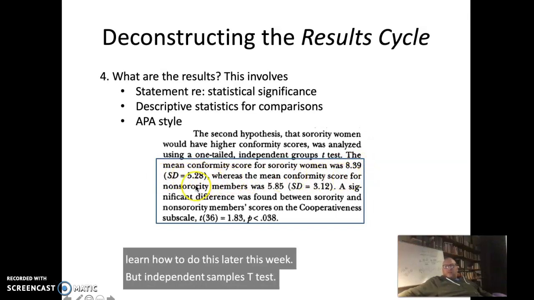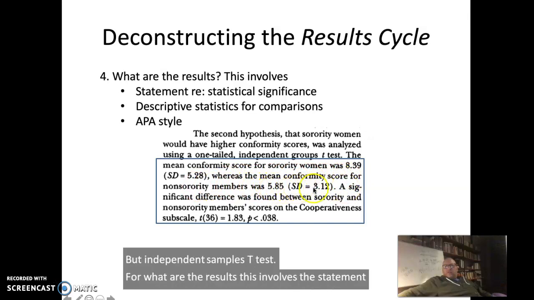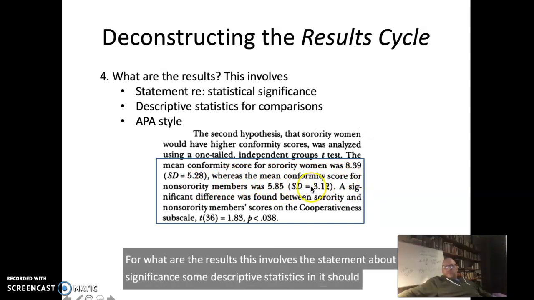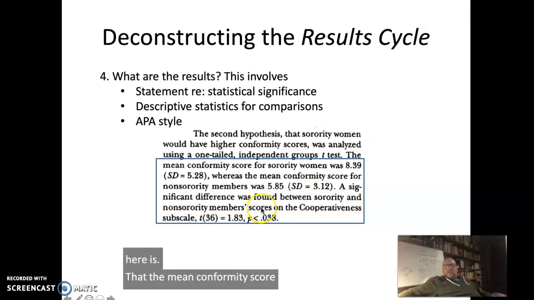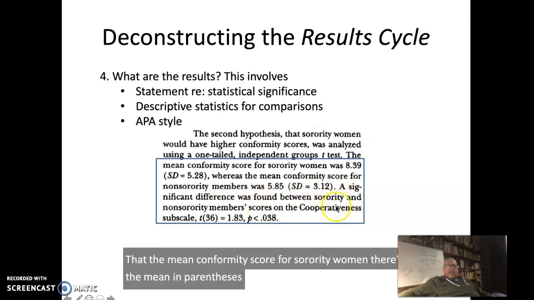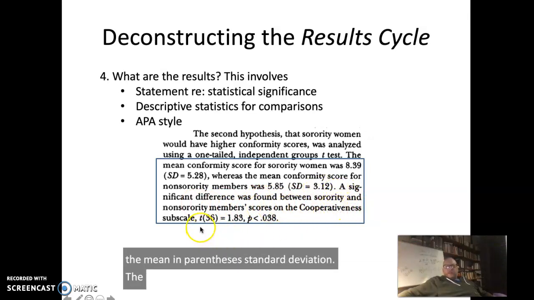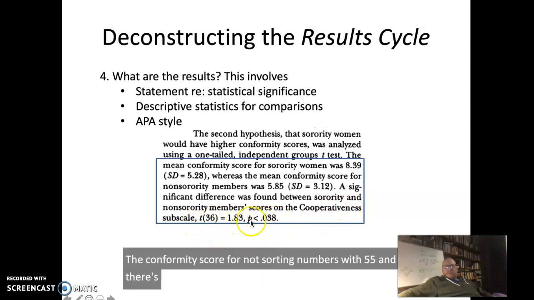The conformity score for non-sorority members was 5.85, and there's the standard deviation. And here's a statement about significance. A significant difference was found between sorority and non-sorority member scores on the cooperativeness scale. That's how she measured it. And this is the APA style thing I was mentioning.